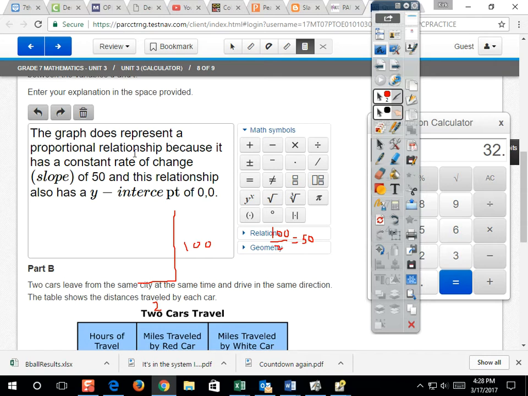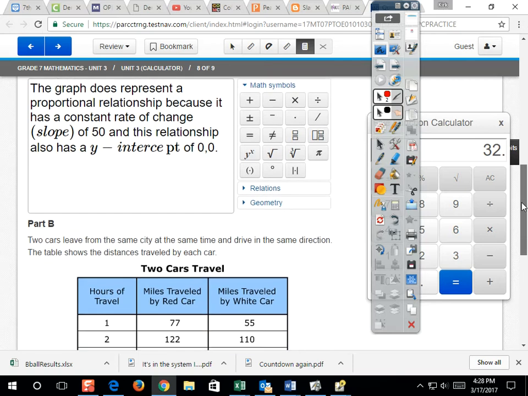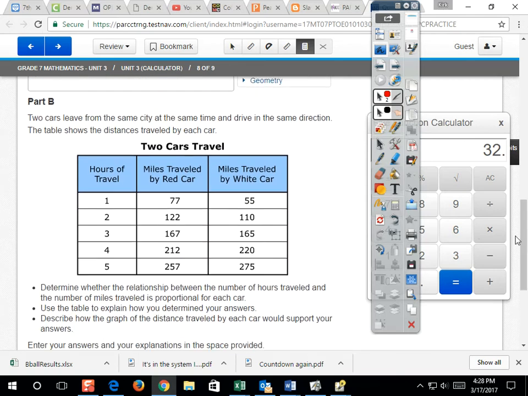The graph does represent a proportional relationship because it has a constant rate of change, slope of 50, and this relationship also has a y-intercept of (0, 0). Simple. Coming down to the next question, we have 2 more cars, and this time they've given us a table. And I'm looking at this table, and something does not seem to add up. Now clearly 55 plus 55 is 110.